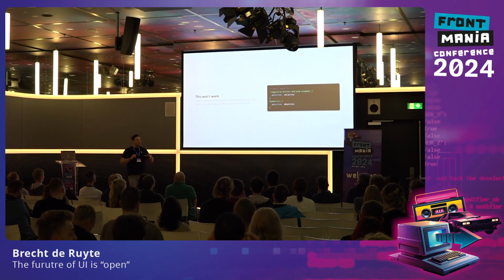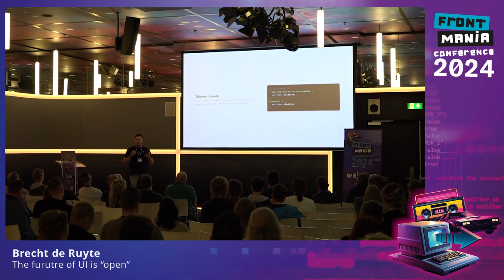So this won't work. You can't just add a little wrapper around your button and your popover, place that wrapper position relative, and then absolute position your popover. Because that popover is gone. It's in that top layer. You're not going to be able to target that this way.